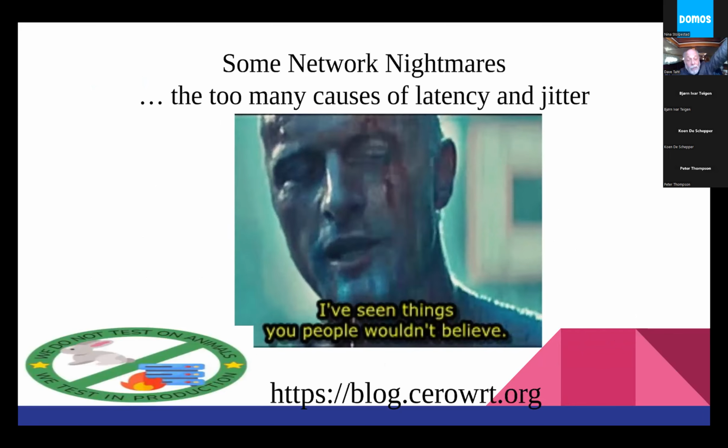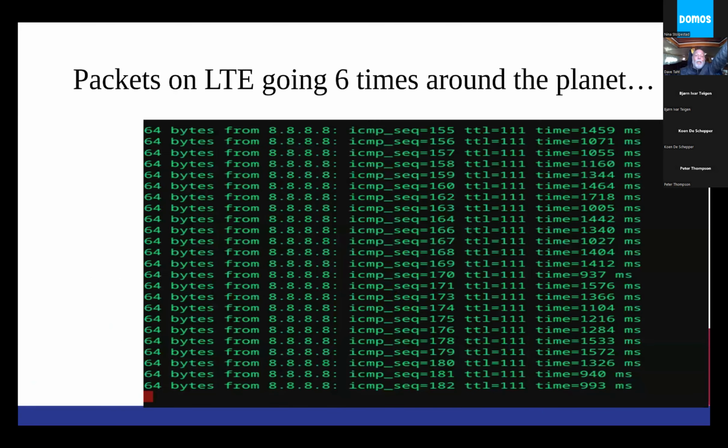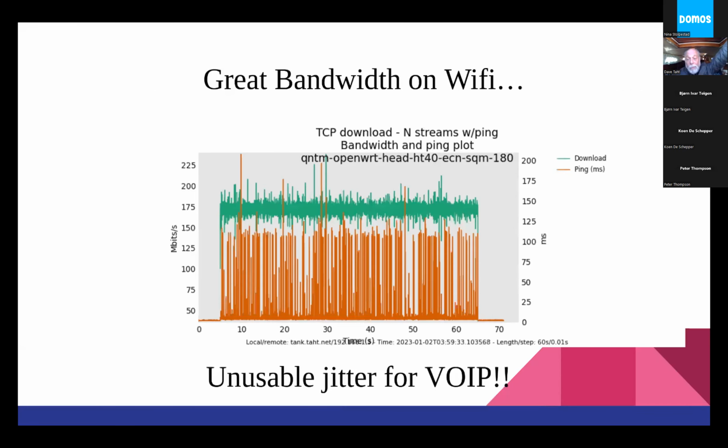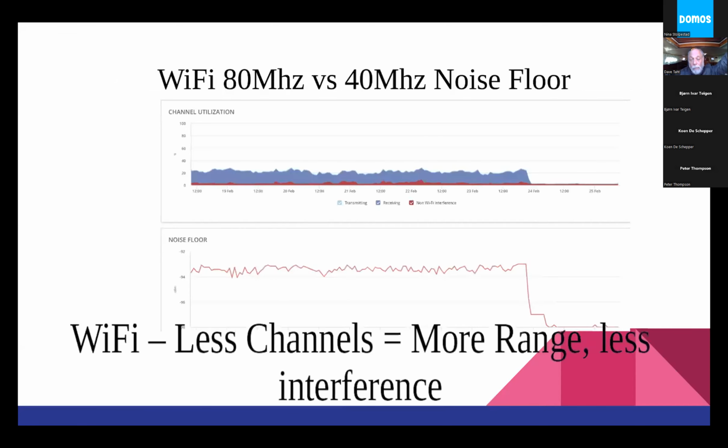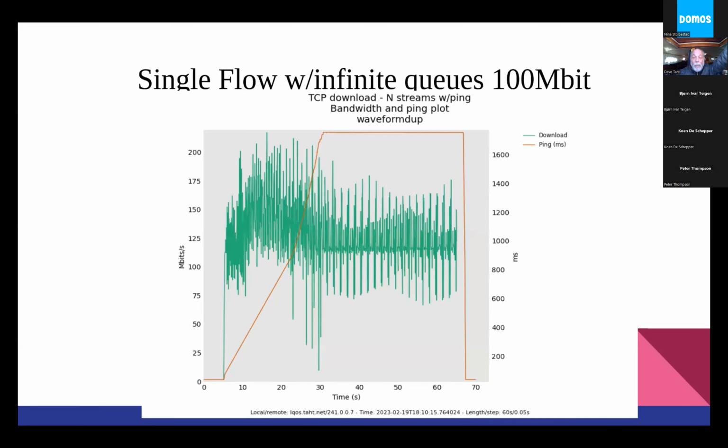I've seen things you people wouldn't believe. Packets on LTE going 6 times around the planet. Great bandwidth on Wi-Fi, yet completely unusable jitter for VoIP. I've seen people use 240 megahertz wide Wi-Fi channels with enormous noise floors when they should just use a 40 megahertz channel that doesn't interfere. Far too long queues without signaling or flow queuing, when it could be handled with 1024 counters, 64 bytes each, all working for free. I've seen single flows with infinite queues at 100 megabits.